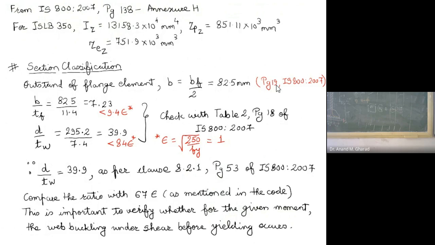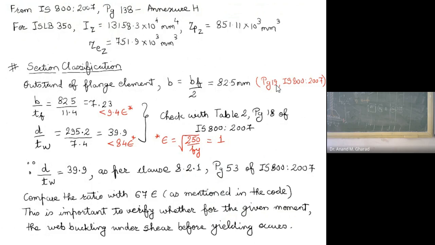Can you see the figure? Figure 2, dimensions of sections. Look at it: where is the rolled section? Rolled beams and columns. It is the first one, Figure 1, if I am not wrong. First figure of Figure 2.